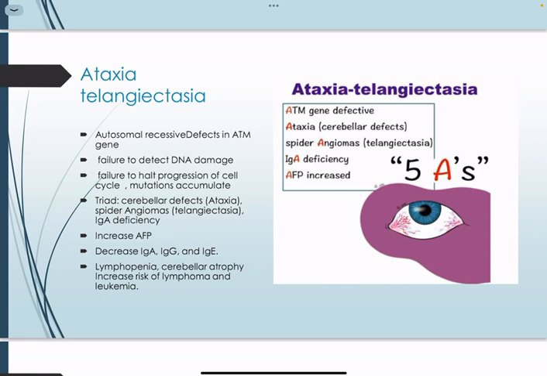Why is there increased risk for lymphoma and leukemia? Because there are no checkpoints. Excellent. Then malignancy develops, an abnormal cell that doesn't get checked. It's continuous proliferation. Okay. So with ataxia-telangiectasia, remember the 5 A's. The first A is ATM gene or defect. Ataxia, angiomas, telangiectasias, IgA deficiency, and alpha-fetoprotein will be increased as well. Okay, and remember the eye, they have the pathognomonic eye feature of the telangiectasia.